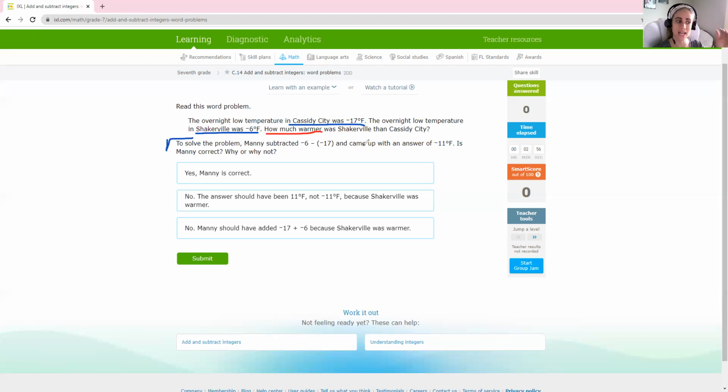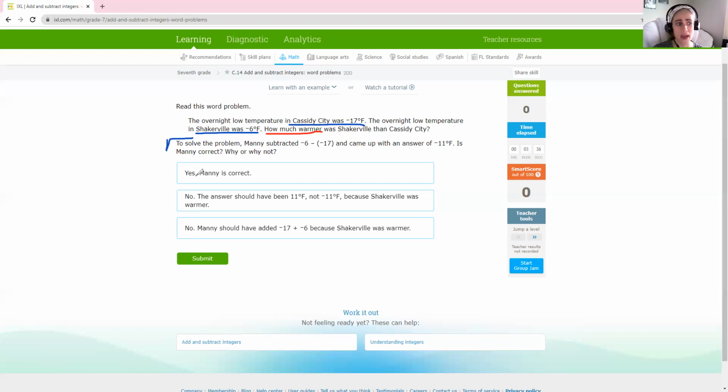Okay, now I'm going to read the next part, which is going to tell us what this student Manny did to solve it. And we're going to have to determine if Manny is correct or not. To solve the problem, Manny subtracted negative 6 minus negative 17 and came up with the answer of negative 11 degrees Fahrenheit. Is Manny correct? Why or why not? And I notice here that I have 3 answer choices. Before I even read those answer choices, I'm going to solve the problem and see if I get the answer, negative 11 degrees.